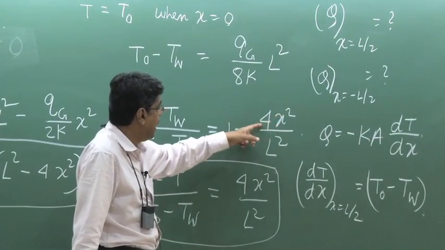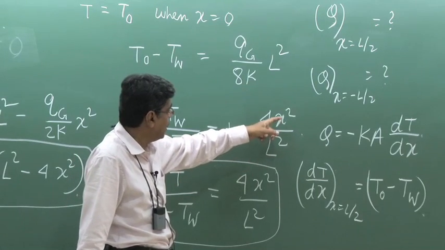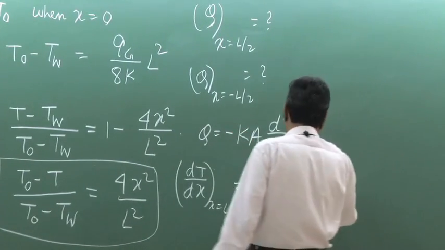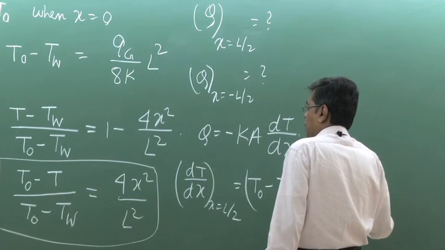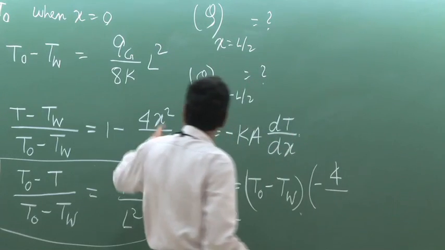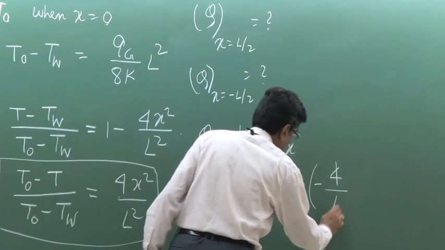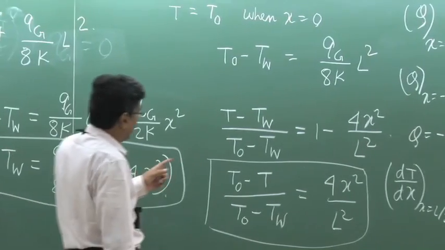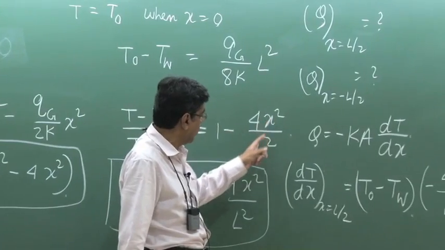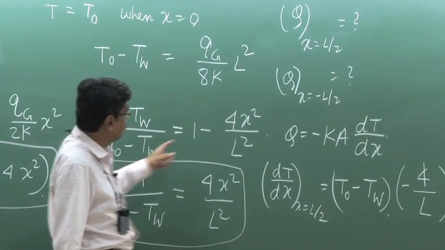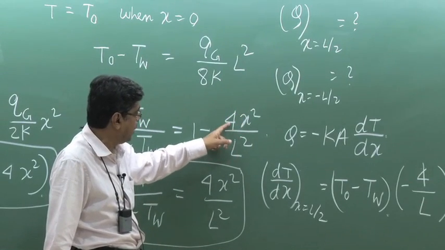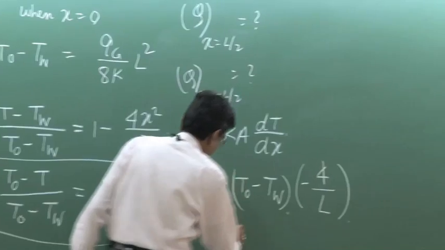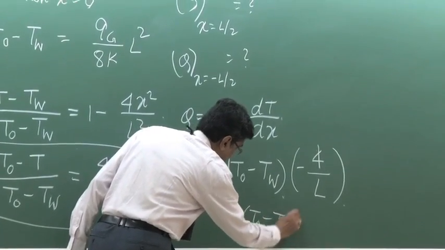Now this is 8x by L square, and at x is equal to L by 2, it is 8 into L by 2, that is 4 by L. This is okay. T minus Tw divided by T0 minus Tw is 1 minus 4x square by L square. So therefore dt dx will be T0 minus Tw times minus 8x by L square, with 8 into L by 2, that means 4 by L. That means minus T0 minus Tw into 4 by L.